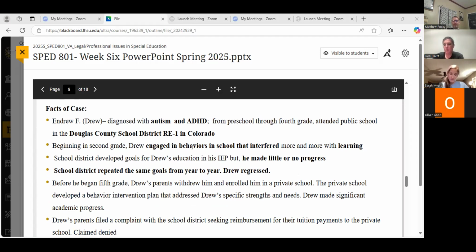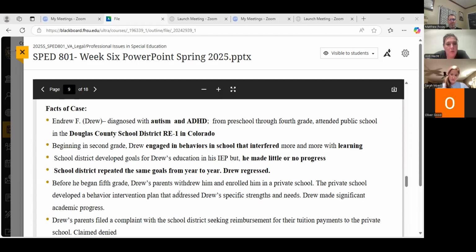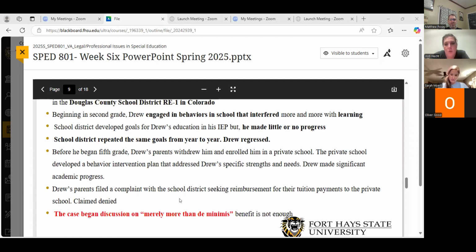That's not good, right? Stagnant. He regressed in the public setting because they didn't change the IEP goals. They just progressed forward and did the same old, same old. Nothing to challenge. Change schools, go to a private setting, put in a behavior plan, change some interventions, and all of a sudden the student starts to flourish.